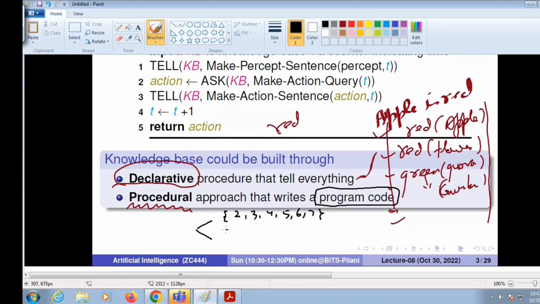Another way of defining it is: x such that x is greater than or equal to 2 and x is less than or equal to 7. This second way of defining is a procedural way, where you have a procedure to define that particular thing. And using this definition also you can understand the same thing. Yes or no?